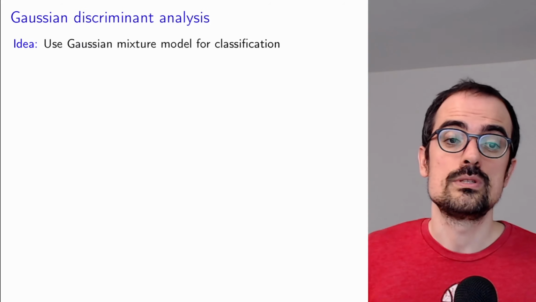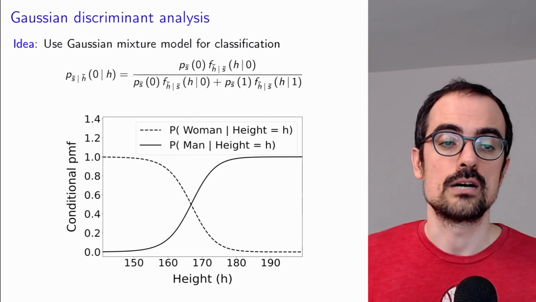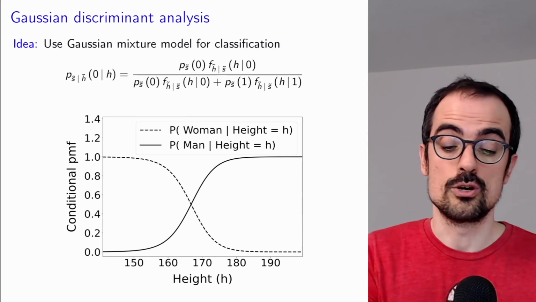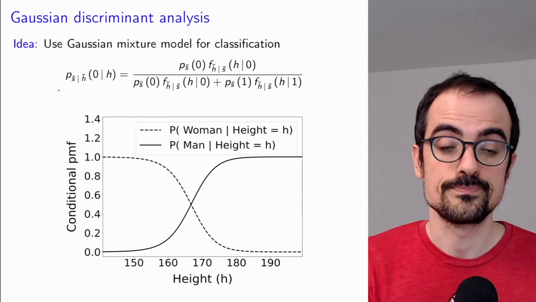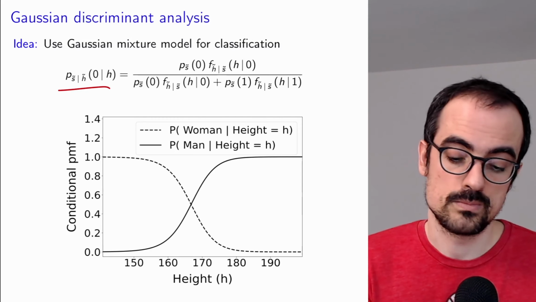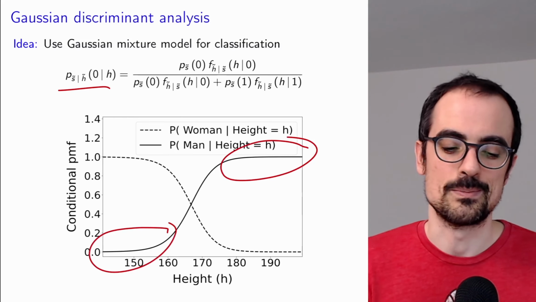You can actually use these Gaussian mixture models to do classification, and this technique is called Gaussian discriminant analysis. But what you do is you fit your model and then you derive this conditional PMF that we saw now, and you basically use it to classify. So here we would classify these people as men and these people as women.